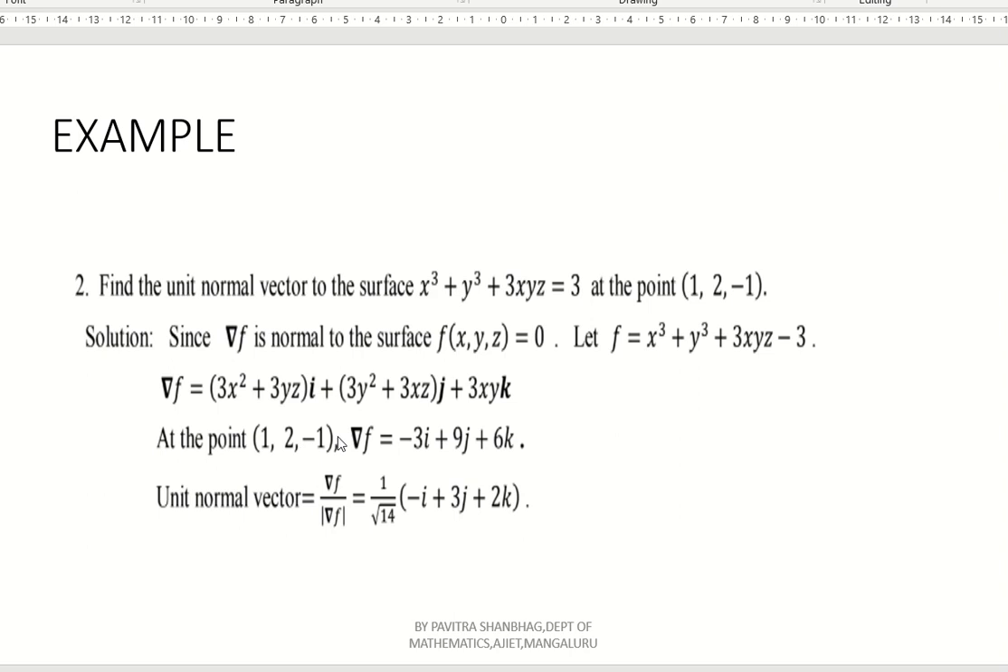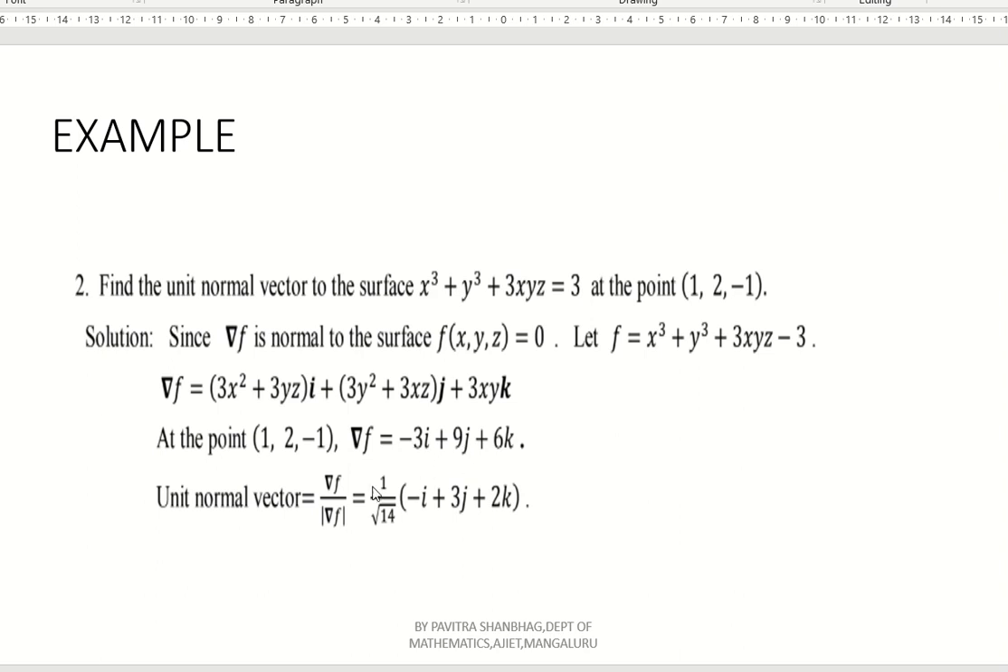Now we have obtained what? Vector normal to the surface. Now we want its unit normal vector. So what is unit normal vector? Del f by modulus of del f. That is nothing but what? Minus 3i plus 9j plus 6k divided by square root of sum of the squares of coefficient of i, j, k. Coefficient of i is minus 3, coefficient of j is 9, coefficient of k is 6. So what we will get here?